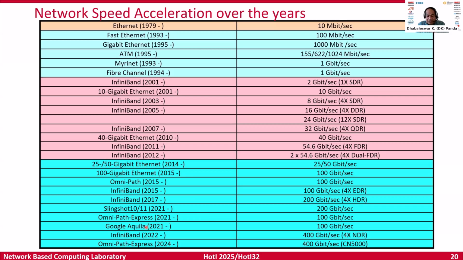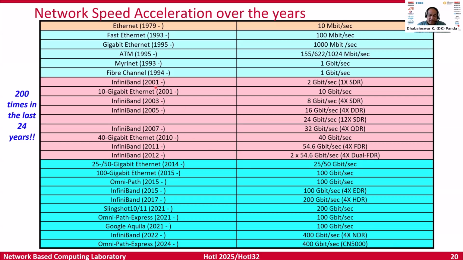Google had its own network called Aquila for in-house consumption, but it never actually made it to real production. It was research. Then InfiniBand introduced 400 gigabits per second, 4x NDR. And just last year, the Cornelis Networks introduced 400 gigabits per second called CN5000. So this gives you a very quick history of what has happened over the years.